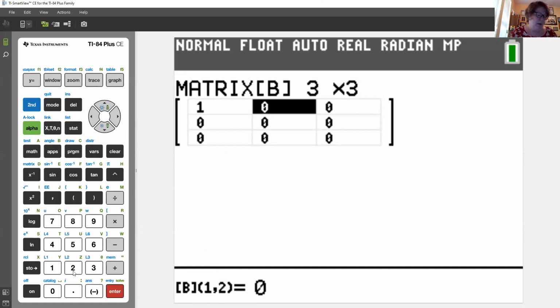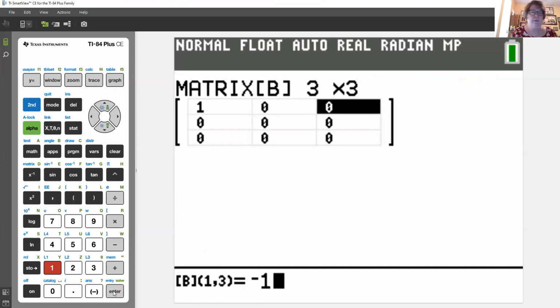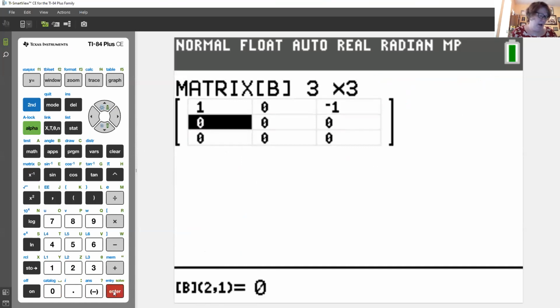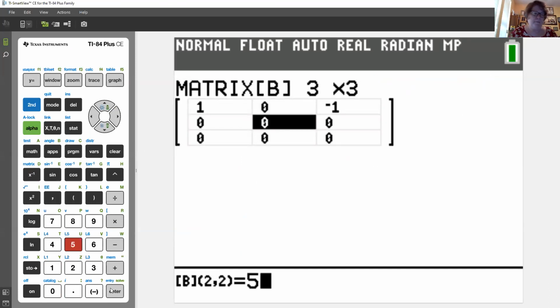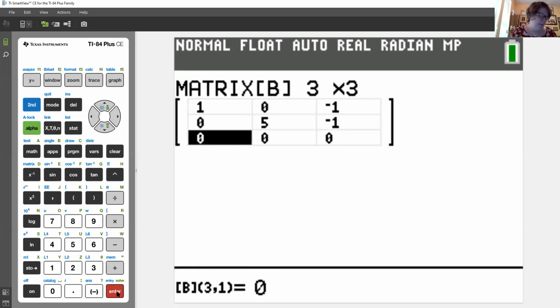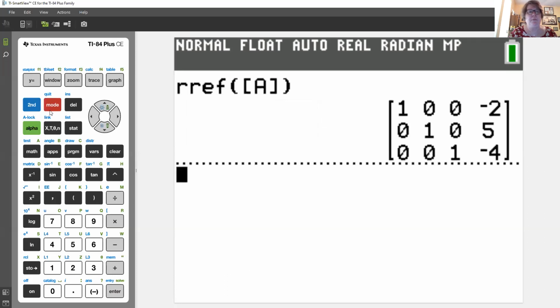1, 0, negative 1. And the second row is 0, 5, negative 1. And my third row is 3, 3, 0. All right, I'm going to make sure that I have that inputted correctly. It looks good. So I'm going to exit out of my matrix menu.